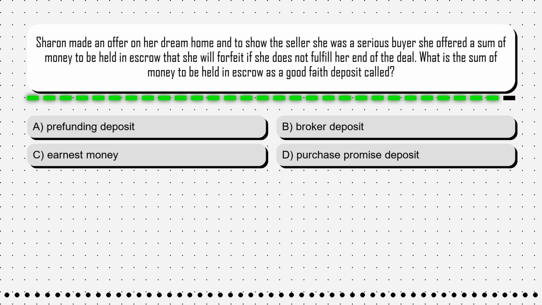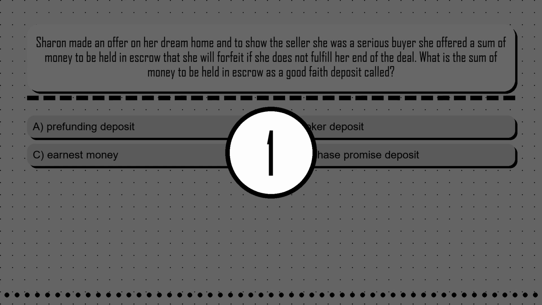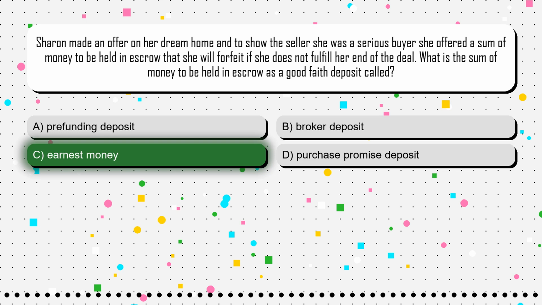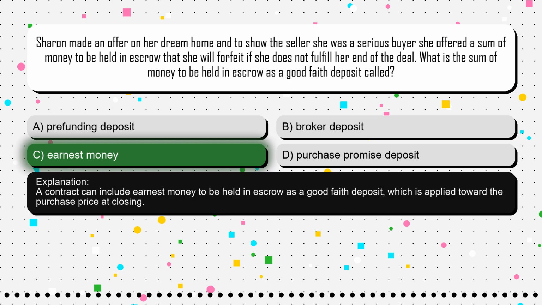Question 66. Sharon made an offer on her dream home, and to show the seller she was a serious buyer, she offered a sum of money to be held in escrow that she will forfeit if she does not fulfill her end of the deal. What is the sum of money to be held in escrow as a good faith deposit called? Option A, prefunding deposit. Option B, broker deposit. Option C, earnest money. Option D, purchase promise deposit. The correct answer is option C, earnest money. A contract can include earnest money to be held in escrow as a good faith deposit, which is applied toward the purchase price at closing.